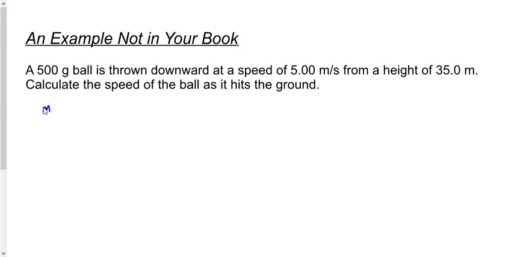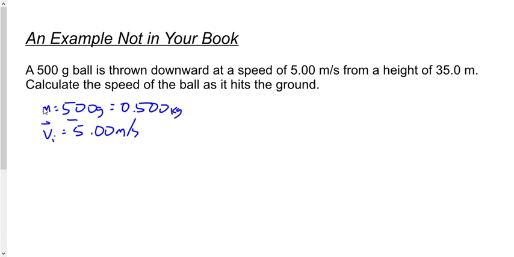All right, what do we got here? We got a mass of 500 grams, which we're going to convert to kilograms, 0.500 kilograms. We know that we have an initial speed of 5.00 meters per second. In fact, we know that we have an initial velocity of negative 5.00 meters per second, right? Because it's thrown downwards. We know that my initial height is 35 meters, or I could say my displacement is negative 35 meters. We want to find the speed of the ball as it hits the ground.